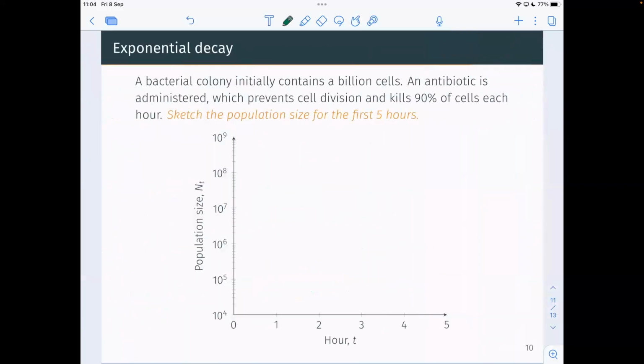Okay, let's think about exponential decay. So I had a question earlier about whether for population growth we always refer to a growth rate. What happens if we have something that's decaying? So for example, if we've got a bacterial colony, here we've got initially 1 billion cells. So that's 10^9, in case you're not sure what 1 billion is. And we administer an antibiotic, and that prevents cell division and kills 90% of cells each hour. Okay, so what we want to do now is sketch the population size for the first 5 hours. So just like the one before, now we think about what our lambda is. Here our N0 is going to be 10^9.